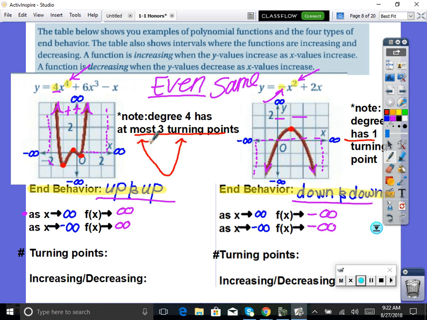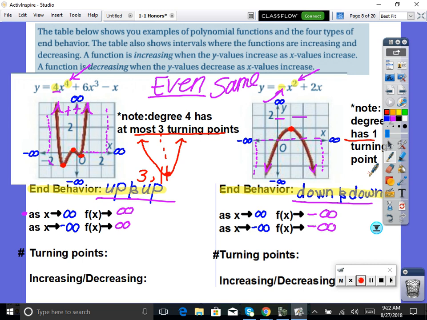You see how that's definitely not a perfect U? You see how it's all skewed? How many turning points does it have? 1, but it's not degree 2. So degree 4s could have 3 turning points or 1 turning point. So do you see how degree 4 could also have the same number of turning points as a degree 2? Okay, awesome. It just depends on the polynomial.